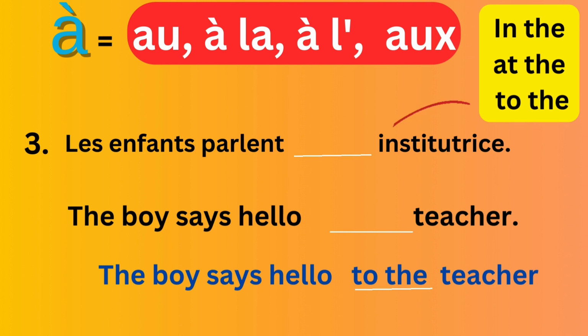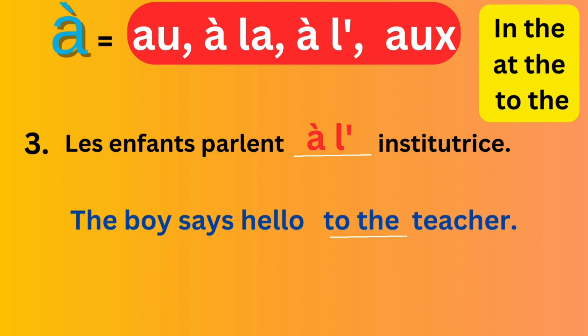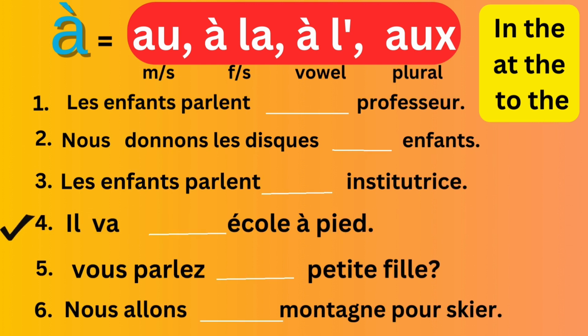The word institutrice is of course not plural but begins with a vowel. So if it begins with a vowel, you are going to use the apostrophe, because the word institutrice is singular and begins with a vowel, I. So if the word is singular and begins with a vowel, we use à l'. Les enfants parlent à l'institutrice. The boy says hello to the teacher. Let's move to the fourth sentence. Il va dash école à pied.